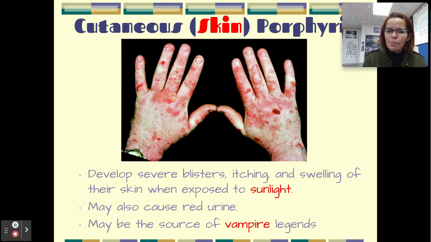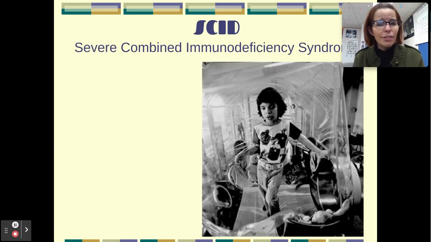And we think that this might be the source of vampire legends. So folks with cutaneous porphyria will often avoid the sun completely and then come out in the dark in order to be able to be safe. They stay away from windows and that kind of thing. And so that might be the source of where the vampire legends have come from.